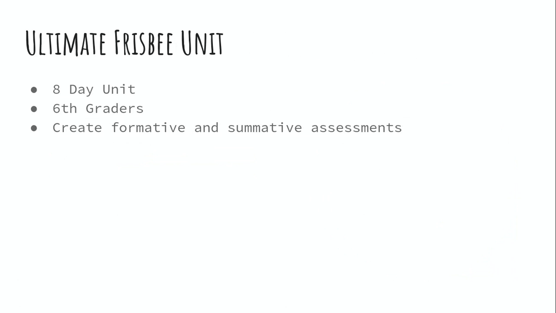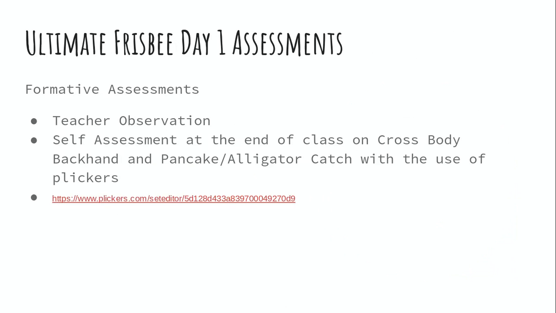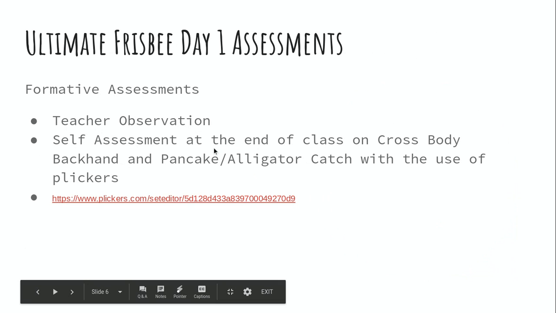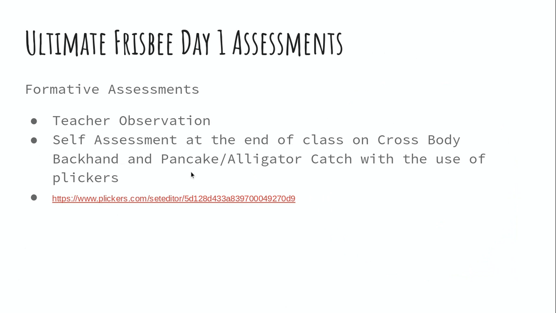So it was an 8-day frisbee unit with sixth graders, and the goal again was to create the formative and summative assessments. So this is how it is broken down. Here's after our first day of ultimate frisbee. These were the assessments that I was going to do with the students. It was a self-assessment at the end of class on the cross body backhand and the pancake or alligator catch through the use of Plickers.